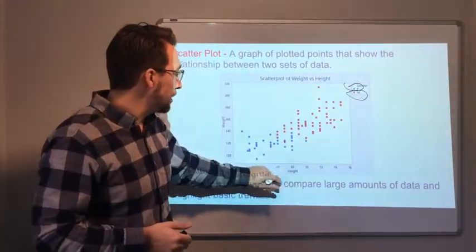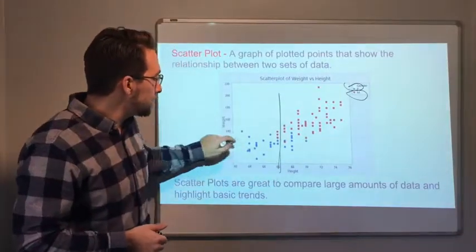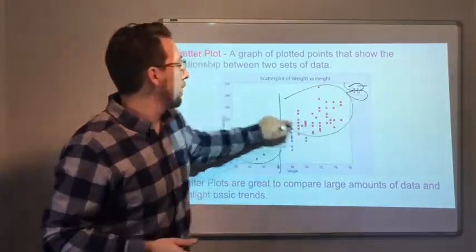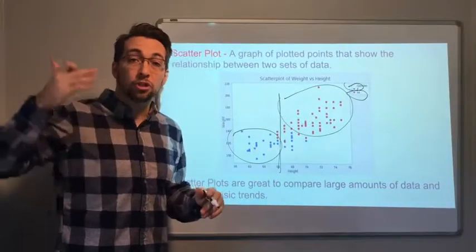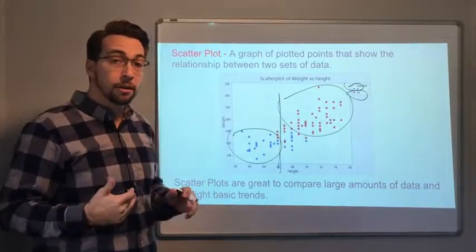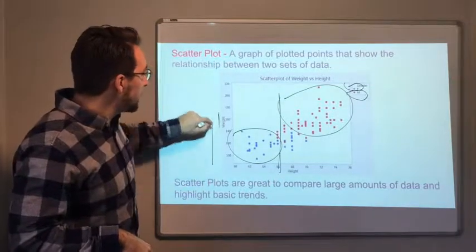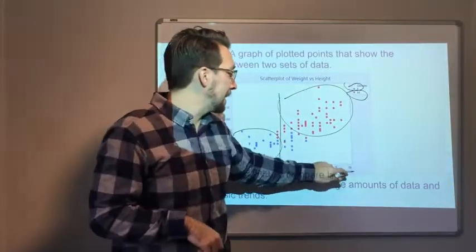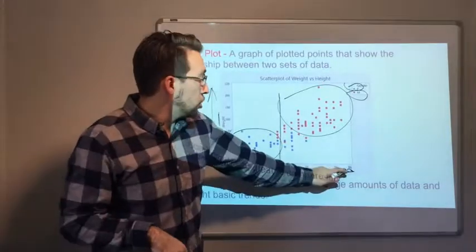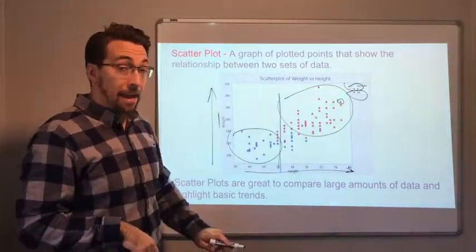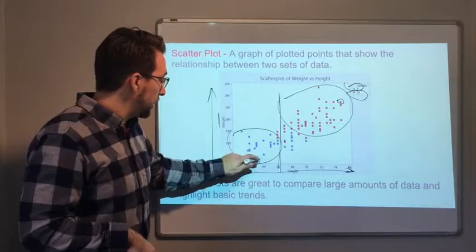So look, here's our height. Do you see how this is mostly blue and this is mostly red? Oh, well, that makes sense. Guys are generally taller than girls, right? And then notice again, as your weight goes up, so does your height. So this person is taller than this person, okay?